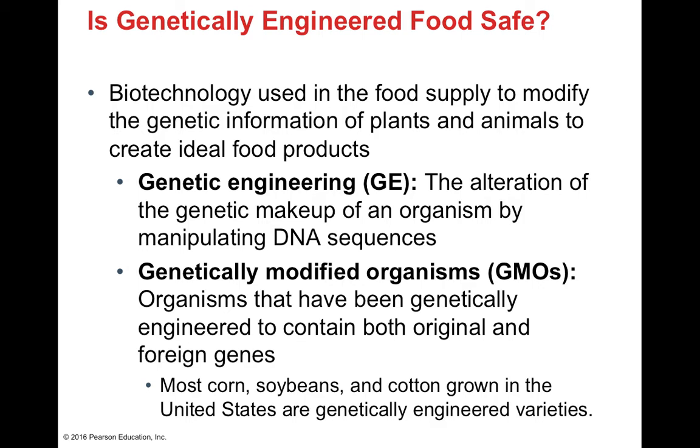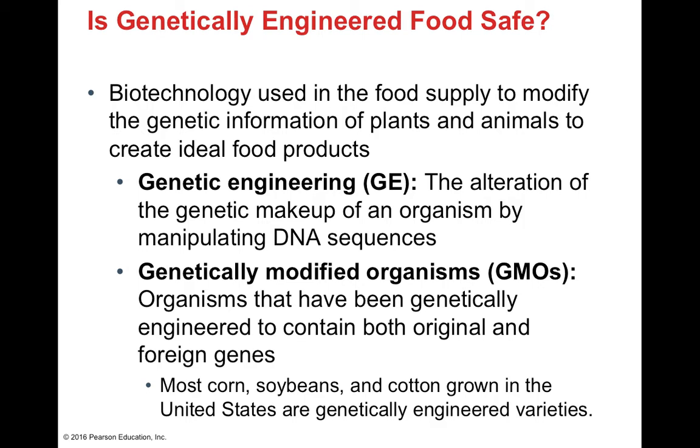Genetic engineering is just a small alteration of the genetic makeup of an organism whereby we manipulate the DNA sequence. We can also have genetically modified organisms, which are GMOs, which have been genetically engineered to contain original or foreign genes. Multiple times these GMOs are going to refer to things like corn and soybeans and cotton. All of the soy and almost all of the corn and cotton are actually genetically engineered varieties. But before you just say no to GMO, remember that genetically modified organisms are actually going to be helpful in certain third world countries as well.